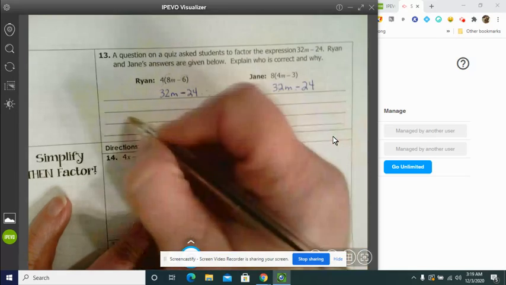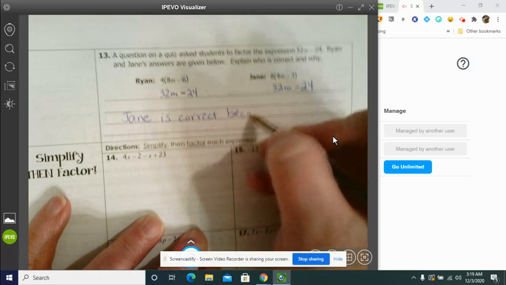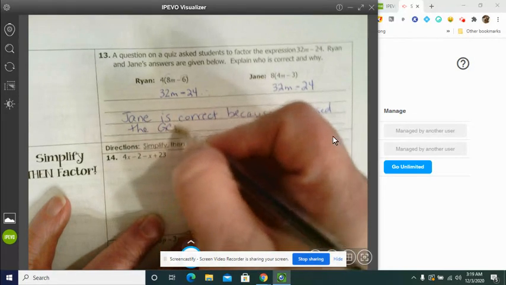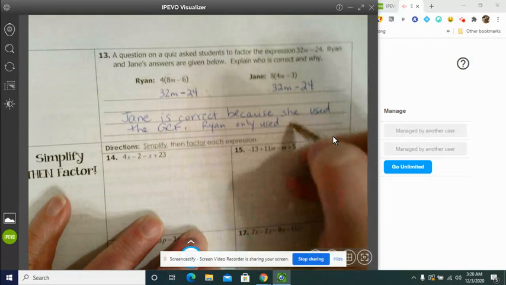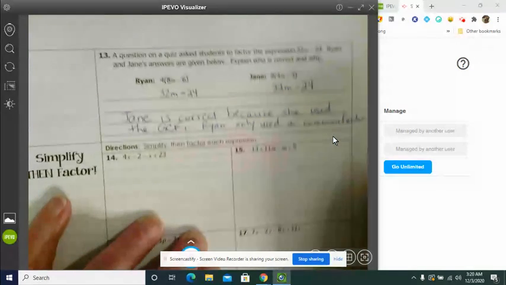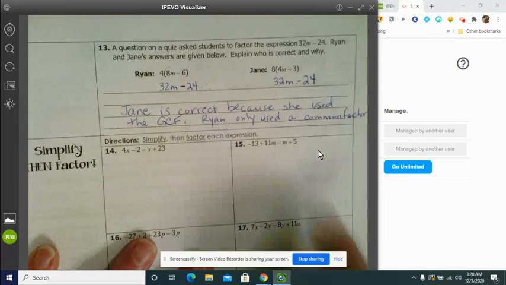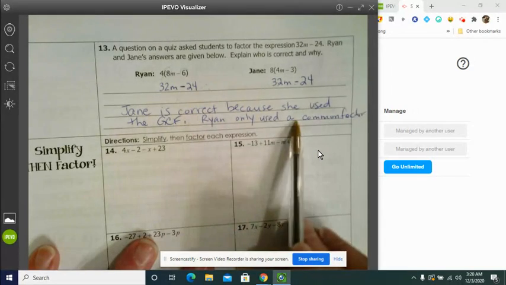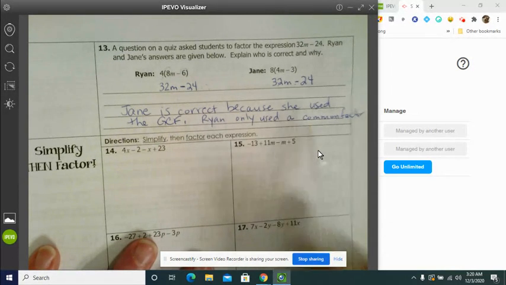And the reason is, Jane is correct because she used the greatest common factor. Ryan only used a common factor. Sorry, that's kind of blurry there. I'm going to have to work on clearing that up a little bit so you can see it better. So that is what you need to be able to do. You need to be able to look and explain why one of them is correct, and you need to be able to identify when somebody uses the greatest common factor versus when they use just a common factor.